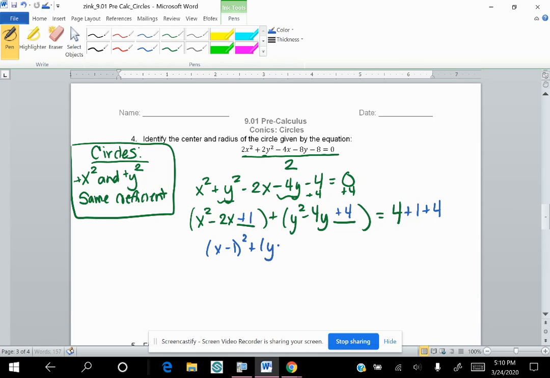Kind of going through relatively quickly here. Rewrite them as perfect squared binomials. Add up the right side. There's your equation. Your center, then you take the opposite sign, so it'd be positive 1, positive 2. And your radius, square root of 9, would give you 3.